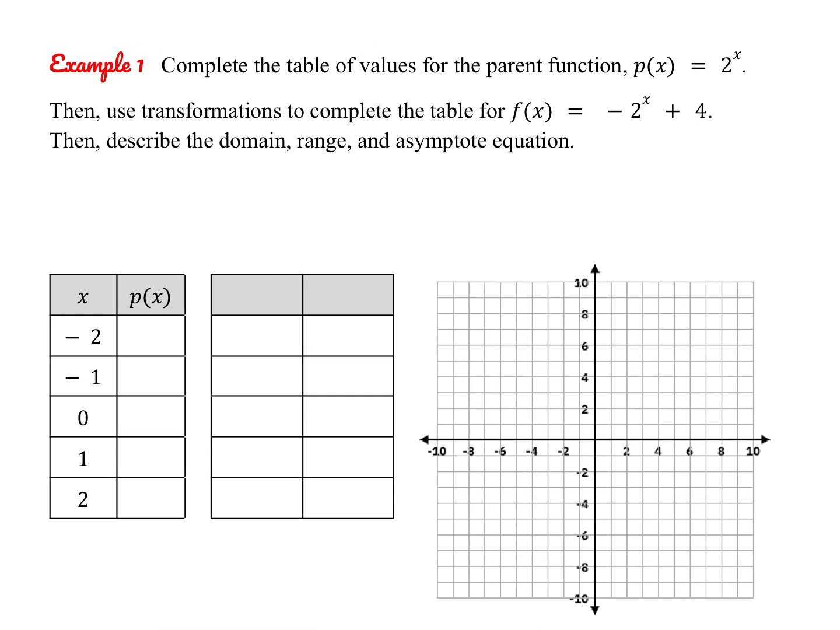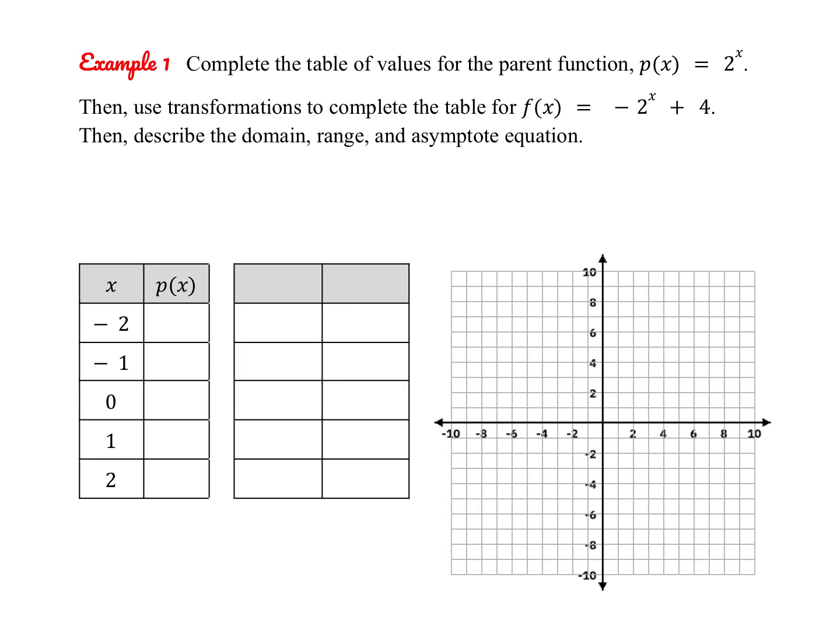All right, let's give this one a try together. So first, let's complete the values for our parent function, 2 to the power of x. So here we'd have 2 to the power of negative 2, which is 1/4. Remember, a negative exponent does not make your answer negative. It causes a reciprocal action.